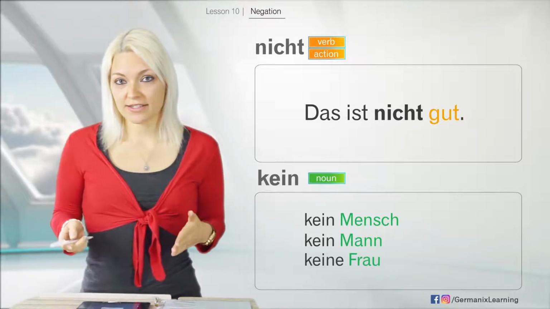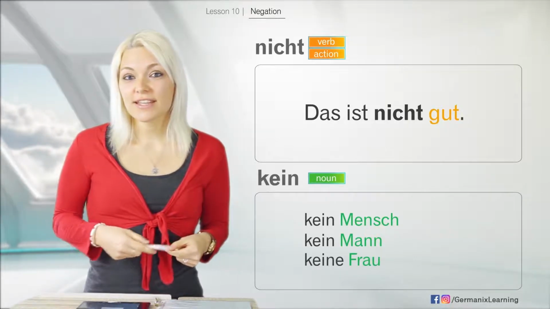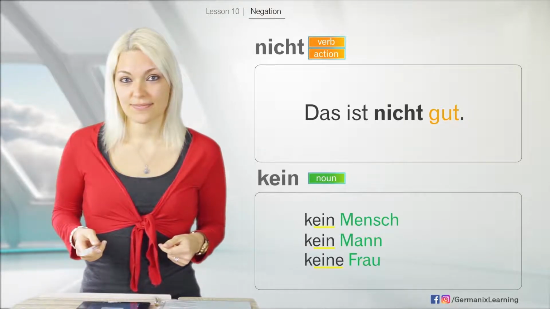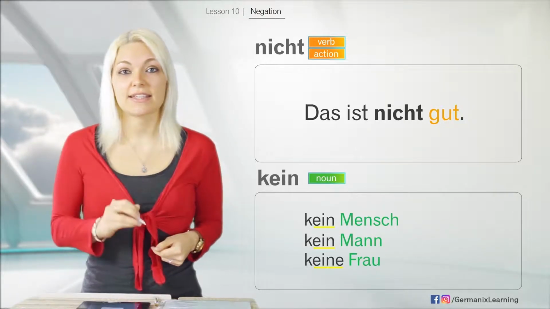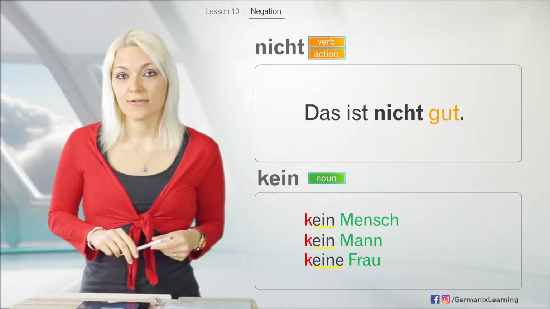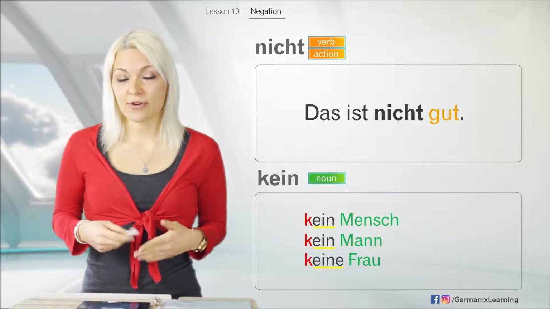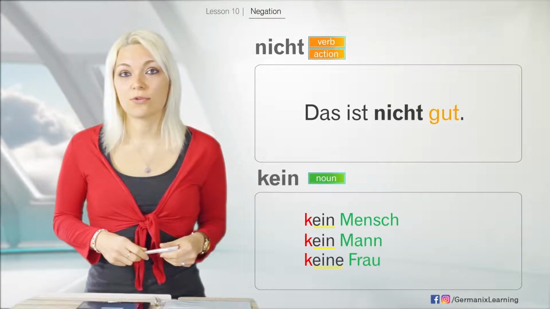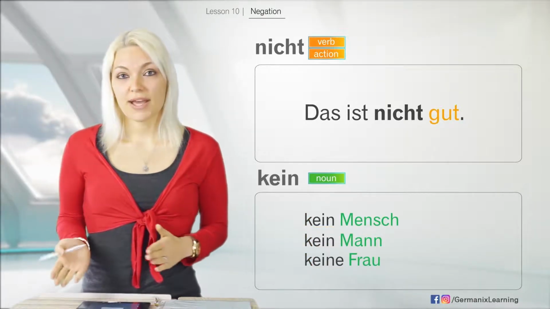So I just said article because if you look at it, kein, keine is actually the negative article of ein, eine. So the indefinite article is being negated by adding a k in the beginning. So whatever variation we have from ein, eine, grammatically, we also have with kein, keine, and it always follows the same rules.